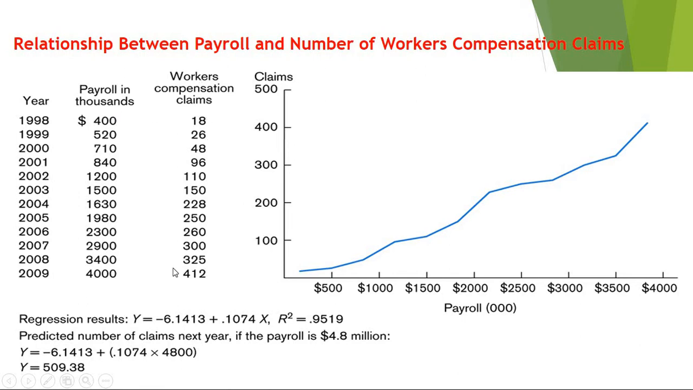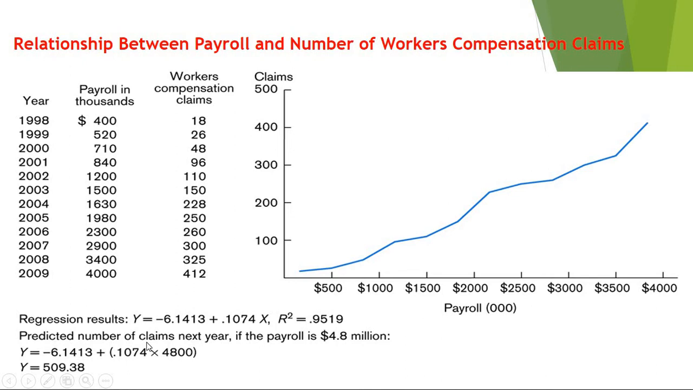So if we find the regression result from these two data, we will find that y, which indicates the workers' compensation claims, the dependent variable, is equal to minus 6.1413, which is the constant, plus 0.1074x. X is the independent variable, which indicates payroll in thousands.